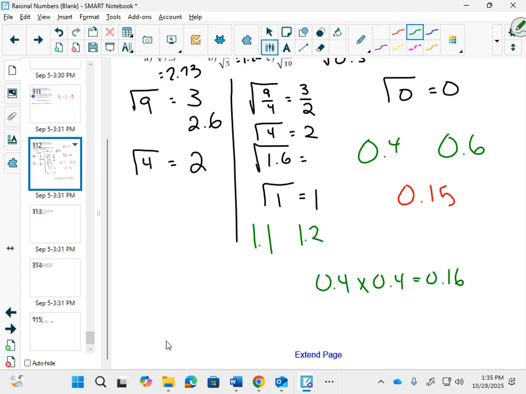What's 0.6 times 0.6? 0.36. That's a little high. But I'm feeling like the 0.6 is going to be closer. What about 0.5 times 0.5? Oh, that'll be too small. This one's hurting my brain. 0.25. Isn't it weird how it's so close?